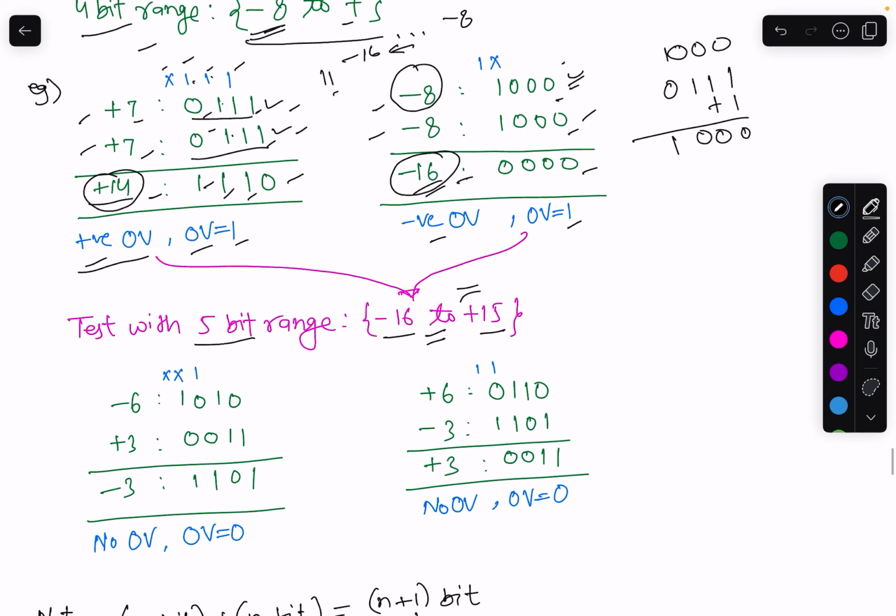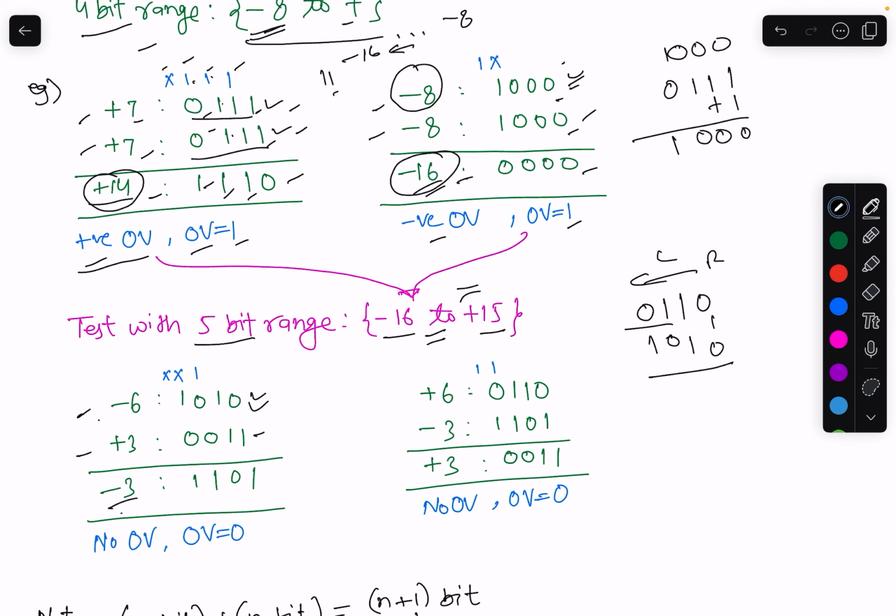Now we have this example, minus 6 and plus 3. So we know that plus 3 is 0011, because there is no need to convert this into two's complement. For minus 6 we have this as 6. Now if we apply the shortcut method from right to left to find the two's complement, this will be 0, this will be 1, and we invert everything after 1, so it will be 1 0 1 0. So this is how we get the minus 6.